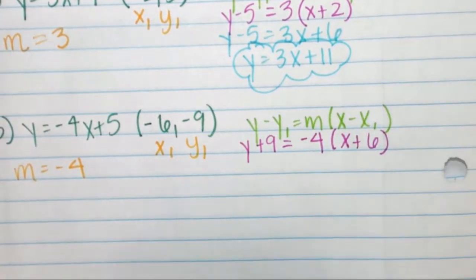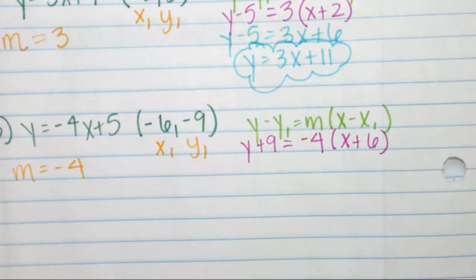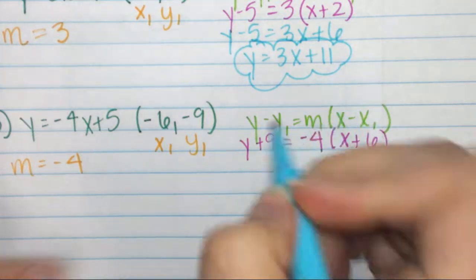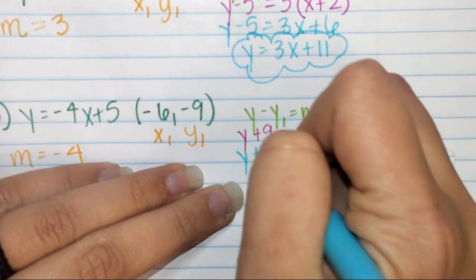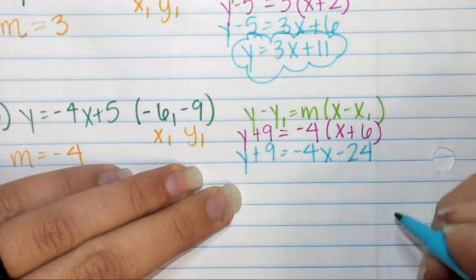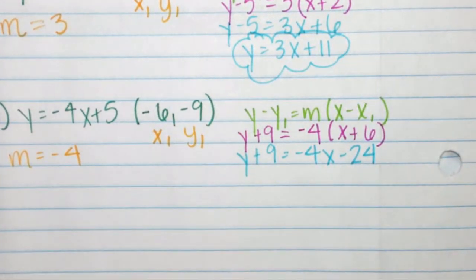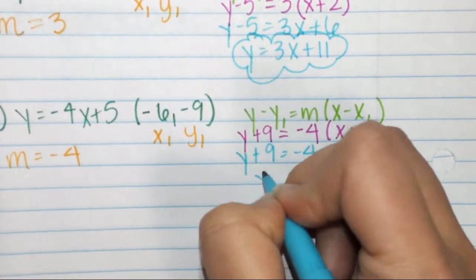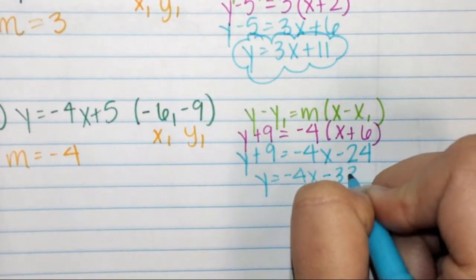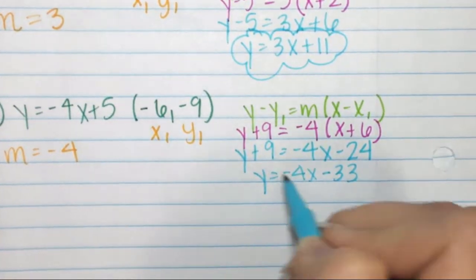Good. That was our y. Remember, we have 2 points. We have an x and a y. Alright, how do I get rid of parentheses? Alright, do I subtract 9 or add it? And what's negative 24 minus 9? Negative 33. Are we done? Yes. Fantastic.